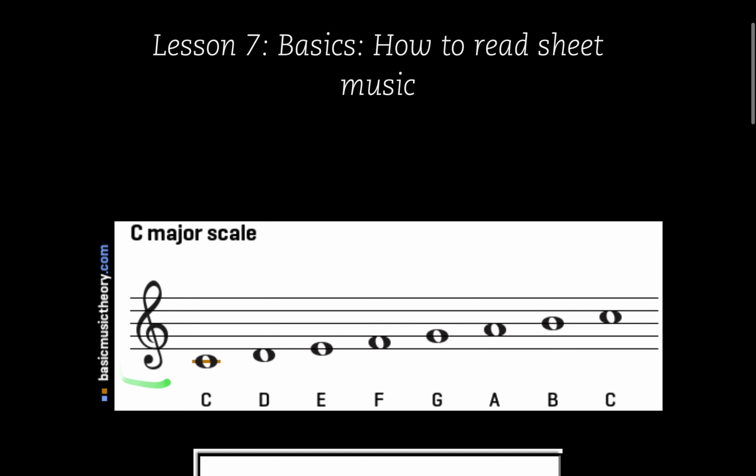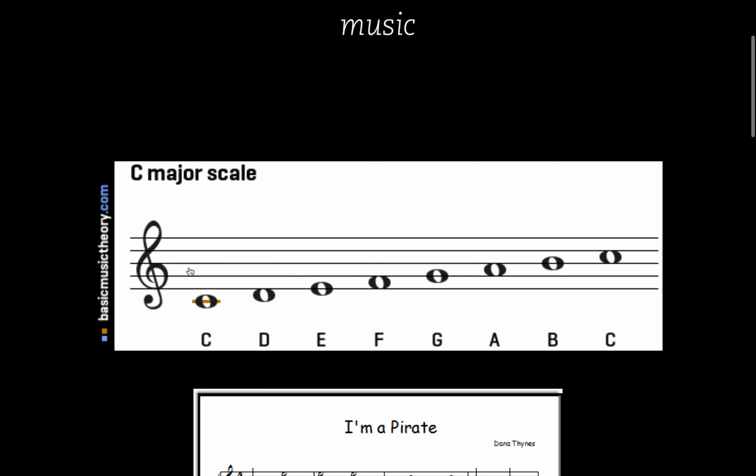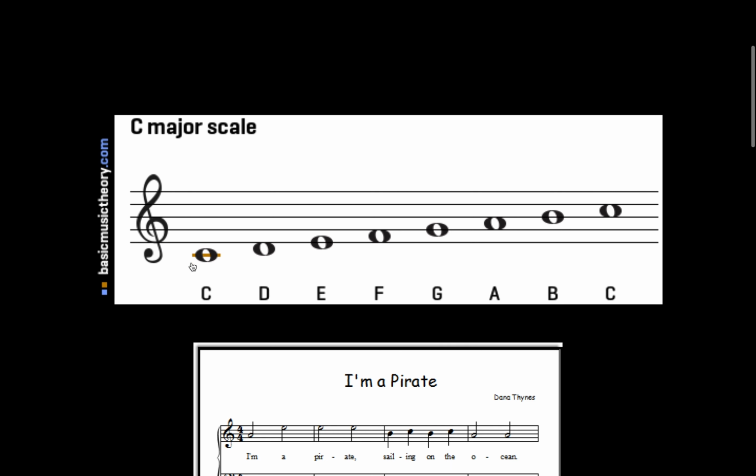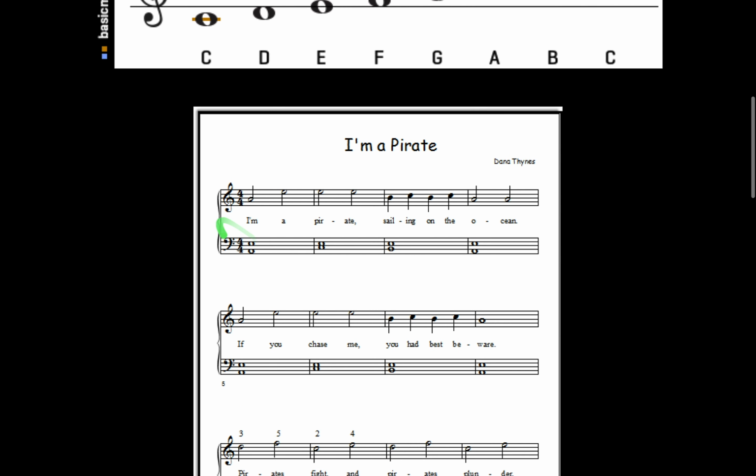This symbol means that it's in the treble clef. So it's the upper clef. It has the higher pitch. Now here we see another symbol. This is the bass clef, so it is in the lower pitch.